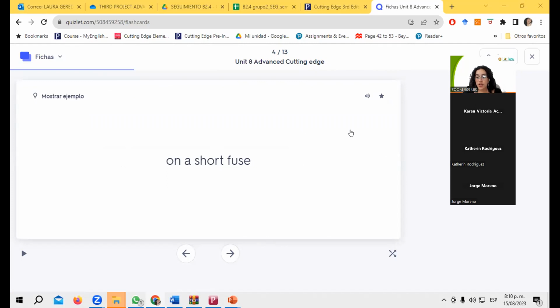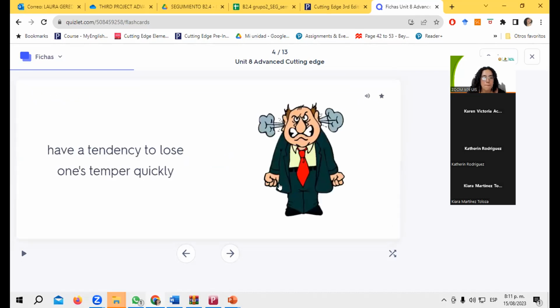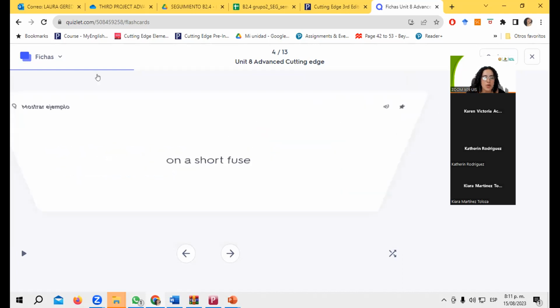Next is for Kiara. On a short fuse. What's the meaning of this? On a short fuse. Explain it or use it in a sentence. Kiara? No? Not here, Kiara? Okay. Teacher, is a person who is very angry. Very angry. How? Easily or difficult? Is easily angry. Yes. It's a person that has the tendency to lose the temper quickly, okay? To lose your temper quickly.